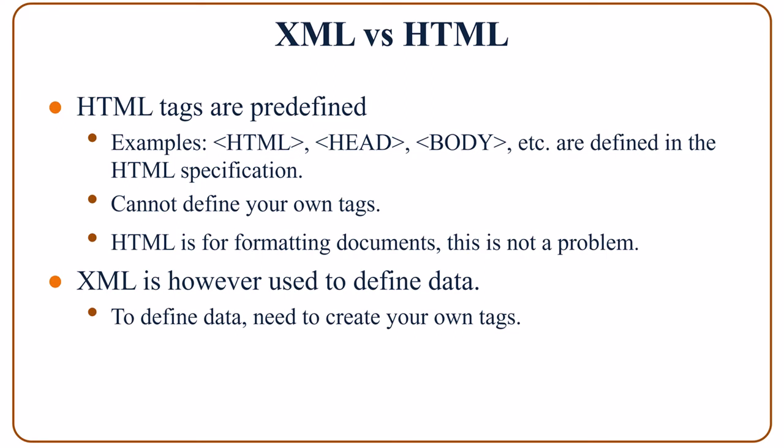If you look at the source of an HTML page, you can see tags like html, head, body, table, td, tr, etc. They are defined in the HTML specification. We cannot add more tags of our own in there. However, HTML is for formatting documents, so this is not a problem. XML, on the other hand, is used to define data, and it allows us to create our own tags.